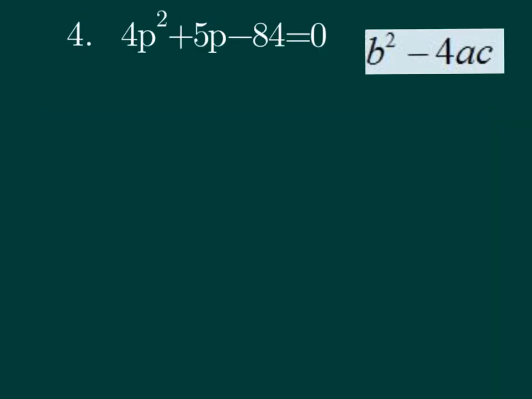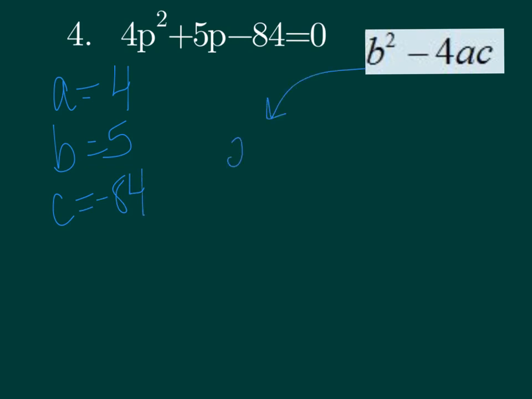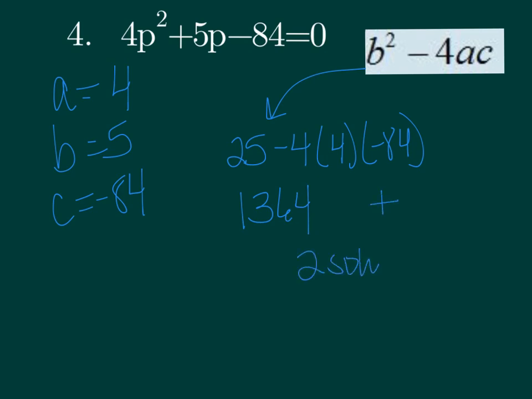So again, we're just starting with the discriminant. So we have a equals 4, b equals 5, and c equals negative 84. Okay, so b squared is 25 minus 4 times a times c, okay, which gives us 1,364. So it's positive, which means we have 2 solutions to our answers. Okay. All right, and that's the quadratic formula.